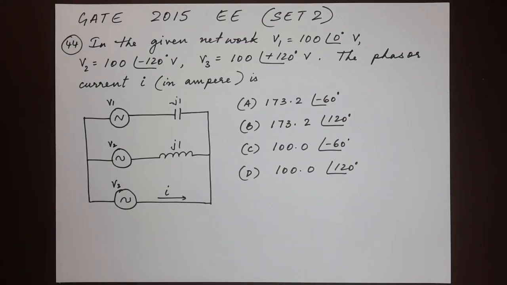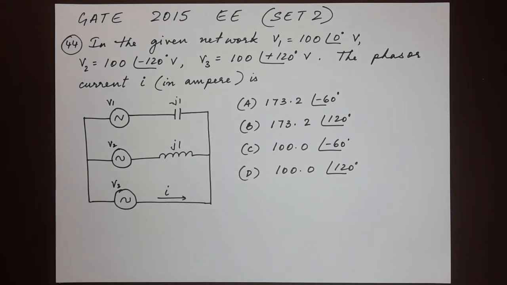Here's the next question, number 44. In the given network, V1 equals 100 angle 0, V2 equals 100 angle minus 120, and V3 equals 100 angle plus 120. The phasor current I in ampere is, we have our four options.